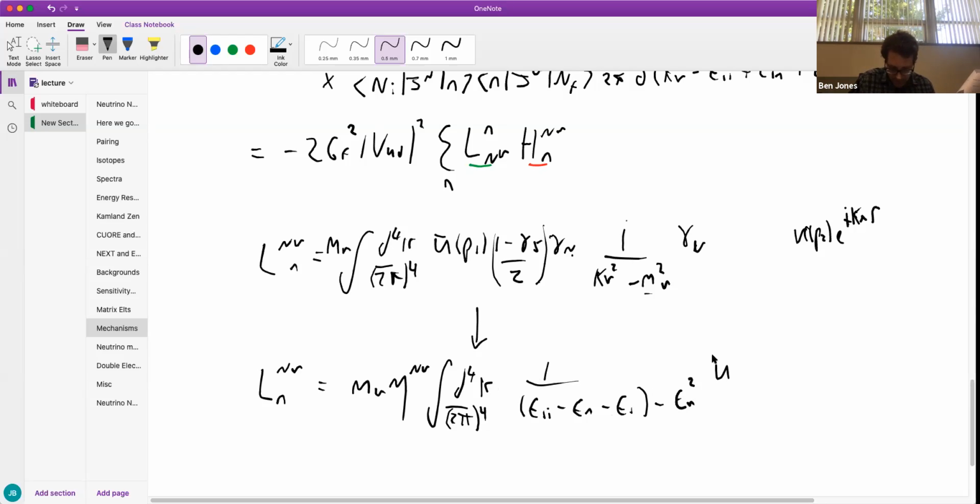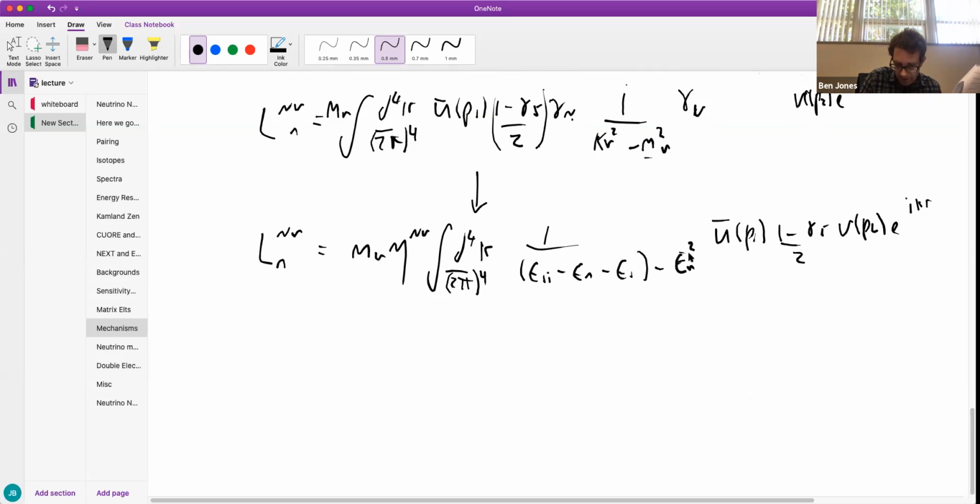There's u squared, and then there's a spinor for the first electron, minus γ5 over 2, second electron, e^{ikr}. So these energies in this denominator just come from substituting energy-momentum conservation in up here, basically. These represent the initial energy of the first nucleon, so initial energy of nucleon. This is the intermediate nucleus energy. And this is the first electron.